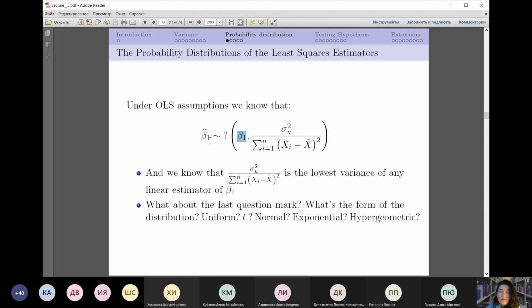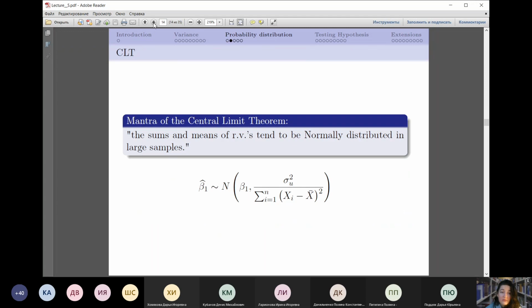I think that you have some guess, but let me say, for example, if you have a really large sample, what is the form of the distribution of the least squares estimators? What do you think? Maybe normal. Yes, maybe normal, because we have the central limit theorem. And what does this theorem state?